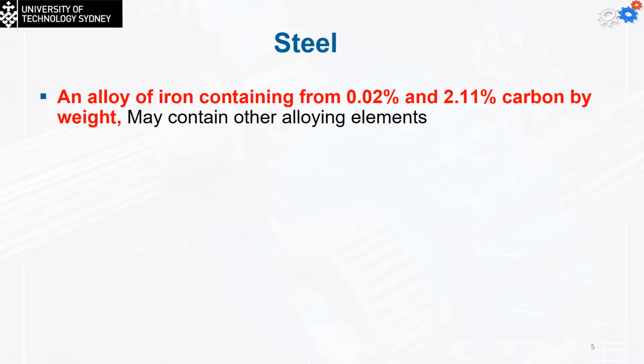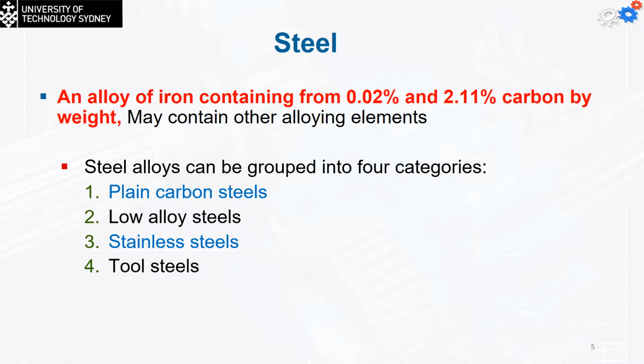Now steel is an alloy of iron containing from 0.02 to 2.1% carbon by weight. That means if I have 1 ton of steel, it's going to consist of 998 kilograms of iron and 2 kilograms of carbon, if I'm going to have the range of 0.02%. And it may also contain other alloying elements. Now we call this one an alloy because the base metal is iron. It's more than 90%, for example.